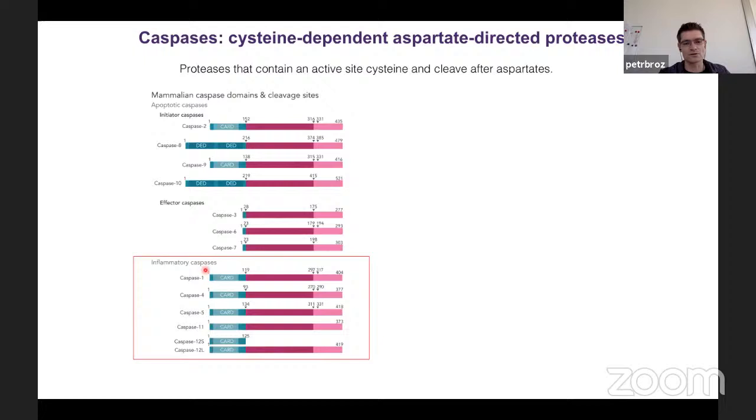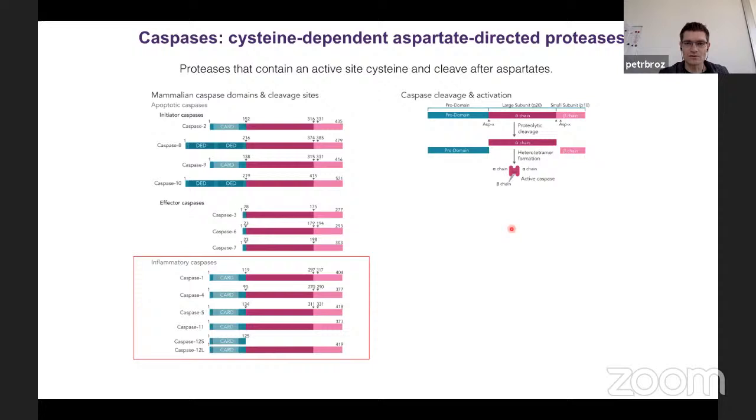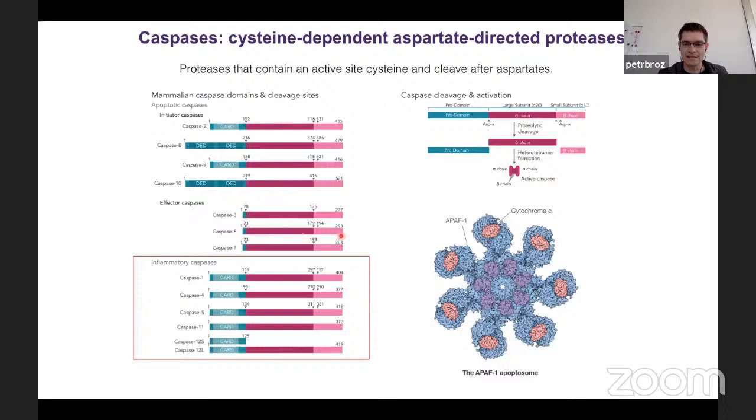This is probably also known, so the caspases get cleaved during activation. So there's a separation of the prodomain, the large and the small subunits of the caspase. There's a formation of an active heterotetramer here. And what is also known from the apoptotic caspase field is that this needs to happen in large protein complexes, as shown here, for example, the APAF1 apoptosome, which activates caspase 9 upon binding of cytochrome C in the intrinsic apoptotic pathway, which I guess was covered by Seamus. Okay, so coming back to inflammasomes.